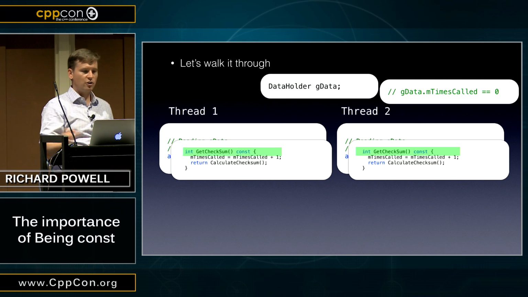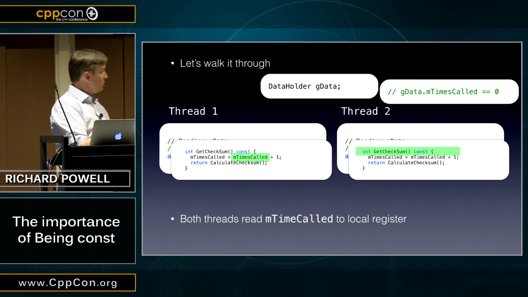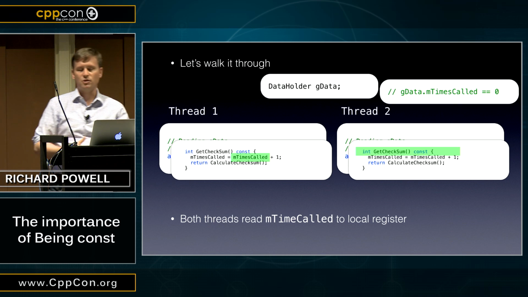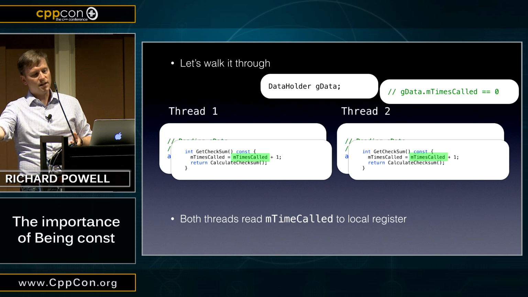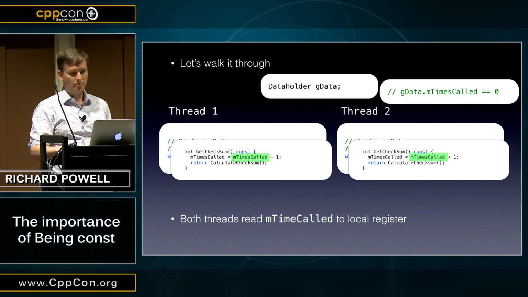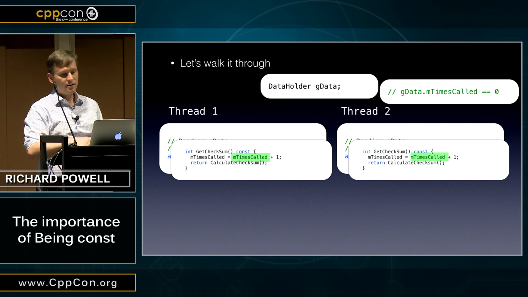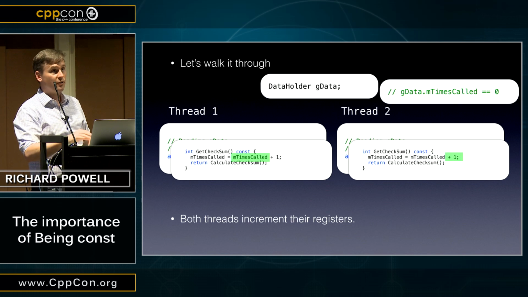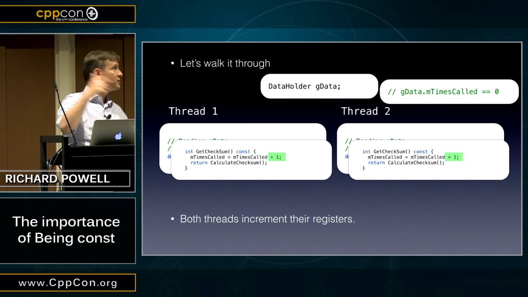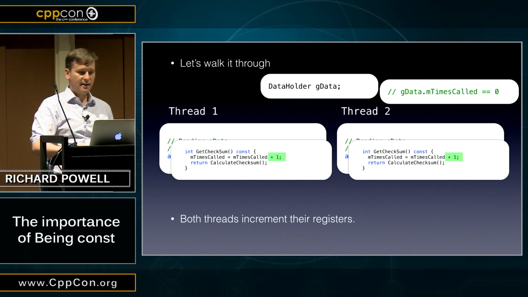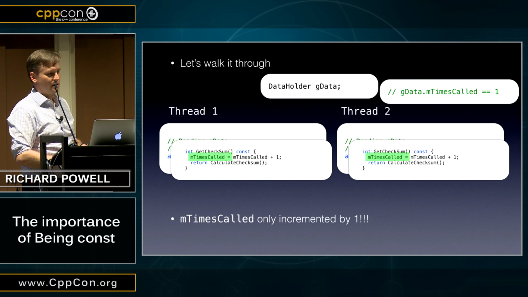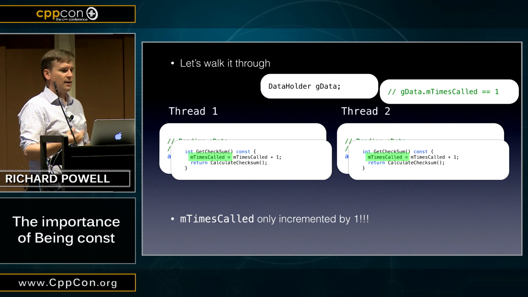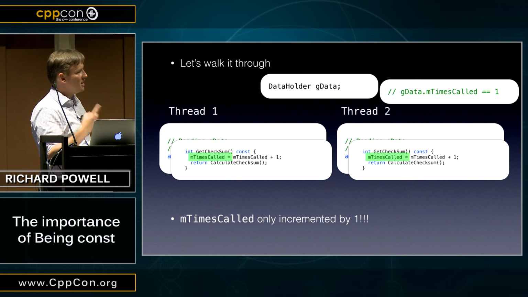Thread 1 goes first, and it reads num times into a local register. Then it gets context switched out, and thread 2 runs, and it reads the value of 0 into its local register. Then thread 2 runs, modifying its local register value, and then thread 1 gets a chance to run, and it modifies its register. And then they both write out their values. And we see here, when two threads are running, num times was only incremented by 1, even though it was called twice. This is not good.